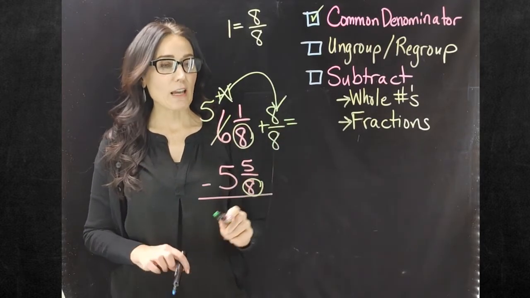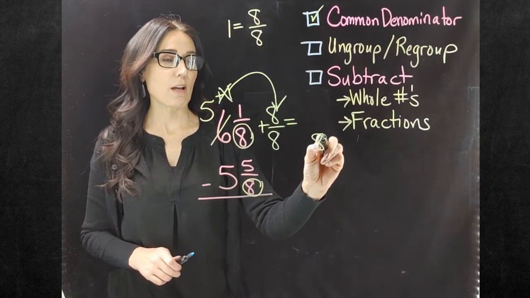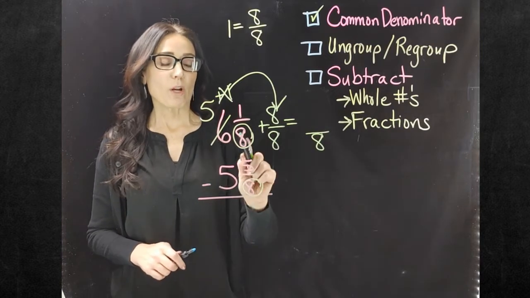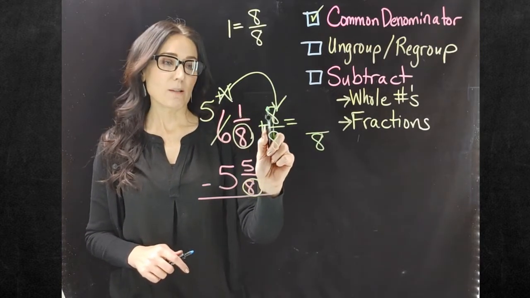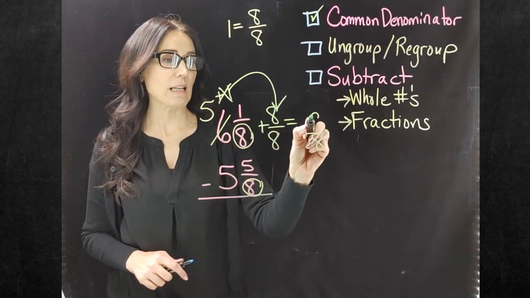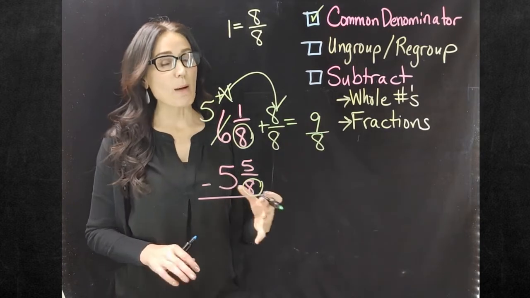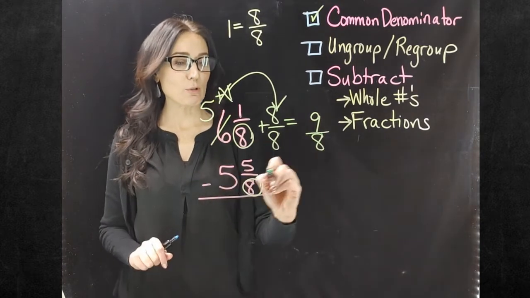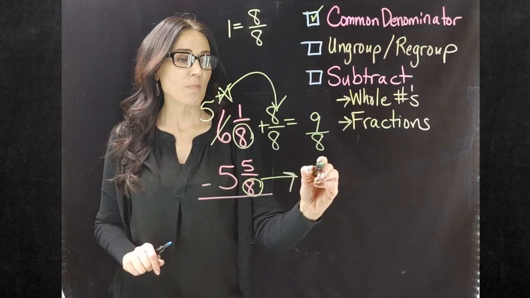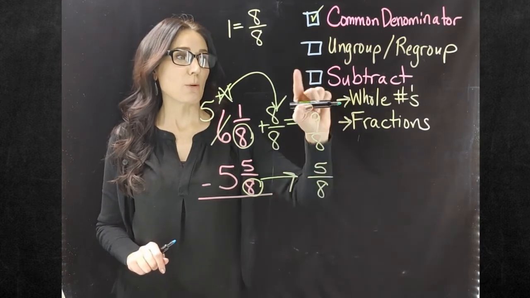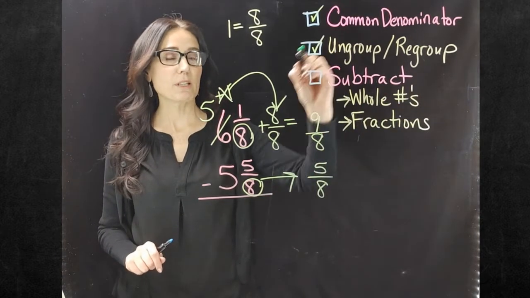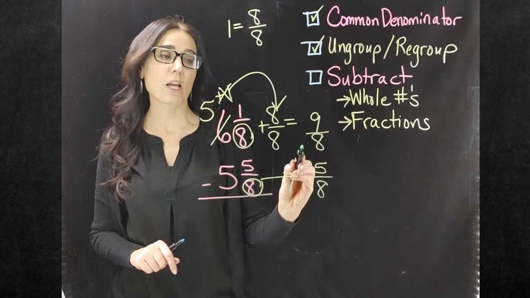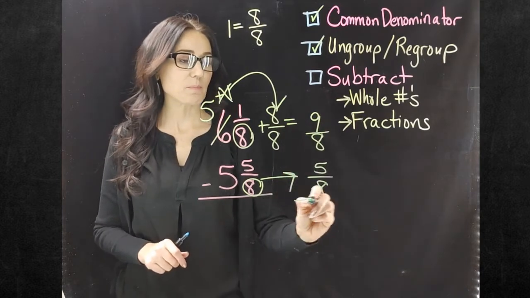So when we add those together, we are going to keep our denominator of 8. We are going to add our 1 plus our 8. We're going to get a 9. Now we have our improper fraction, which is perfect because that will allow us to subtract this fraction of 5/8. So we have ungrouped and regrouped. So now we've got our 9/8 minus 5/8.